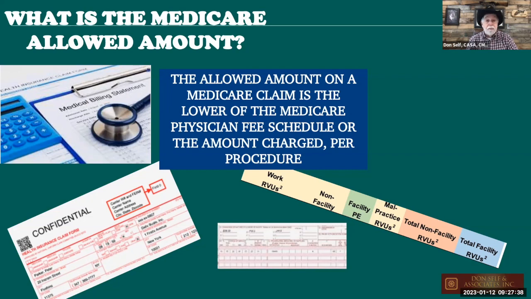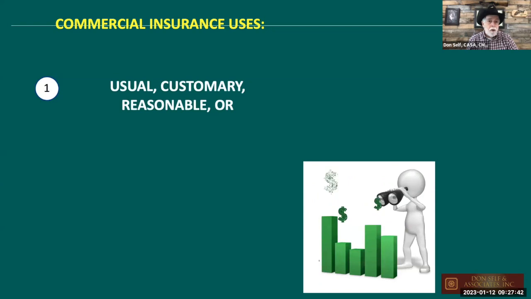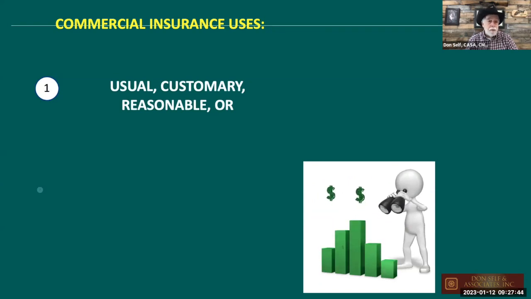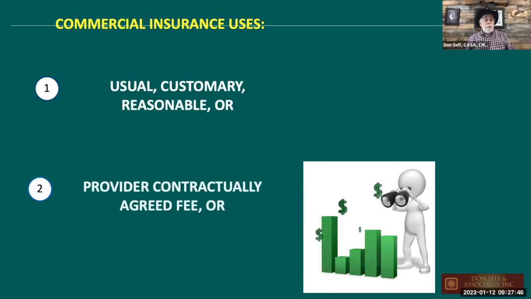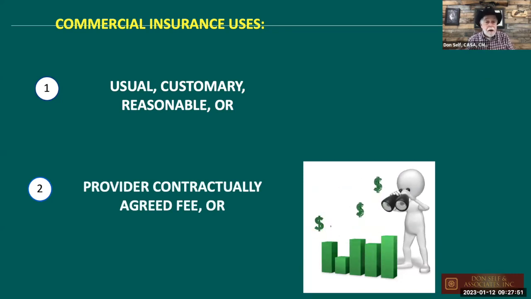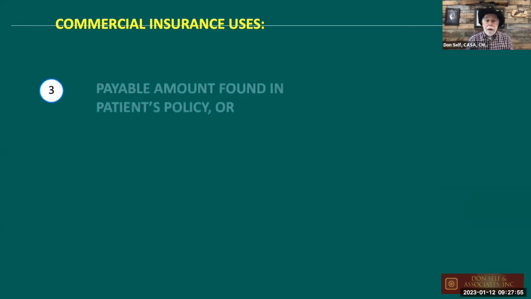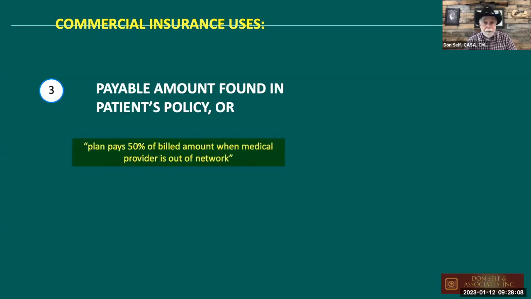claim per procedure. Now, commercial insurance companies typically have what they call UCR, or usual customary reasonable. Or they may even be using what's called the provider contractually agreed fee that's in the provider contracts that the doctors sign. Sometimes, though, they might be using the payable amount found in the patient's policy. You say, wait a minute, the amounts in the patient's policy? We've never looked at the policy. Well, you're not alone. Most people have never looked at the patient's insurance policies either.